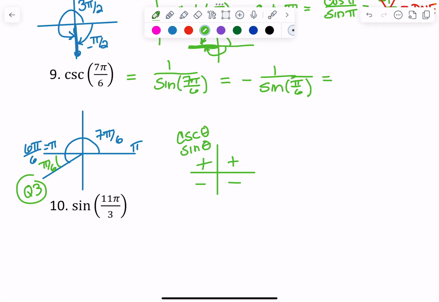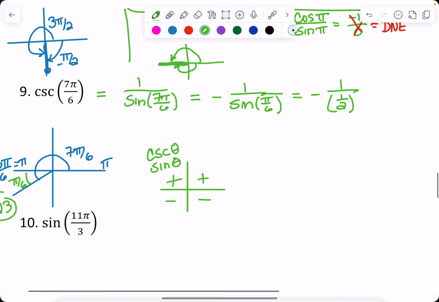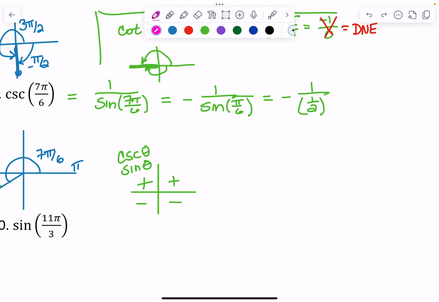Sine of pi over 6 is going to be 1/2, so I have 1 over 1/2. That's my pi over 6 value there for sine. That's how far up and down. You can see that my y value is smaller than my x value when I draw that there. So let's get the fractions out of fractions, multiplying both numerator and denominator by 2. This one cancels, and I end up with a negative 2 on my answer there.